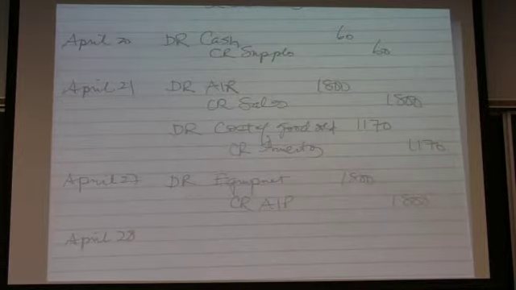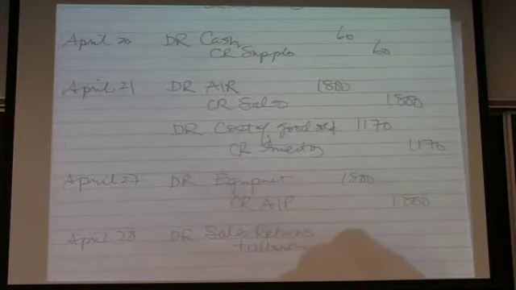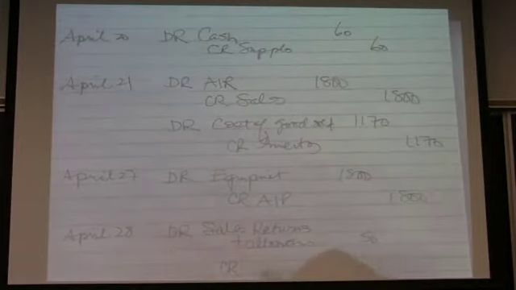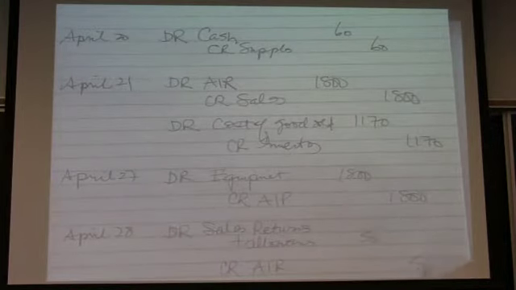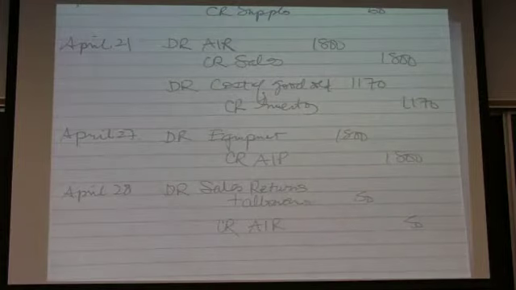So from the seller's point of view, we would debit not sales, it's another account called sales returns and allowances. And this is a contra account to sales, if you recall. And we're going to credit accounts receivable because we gave them a special credit, right? And then on April 30th, we received cash payment on account.